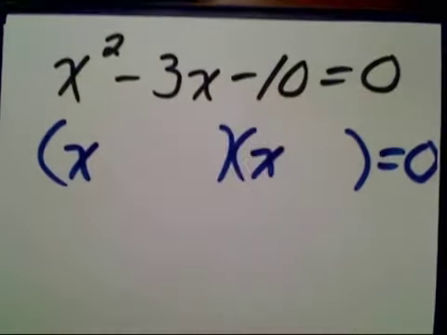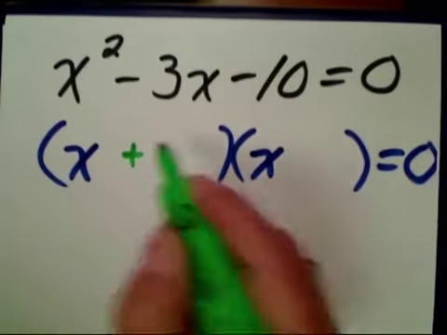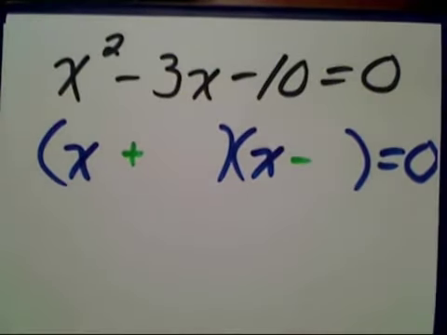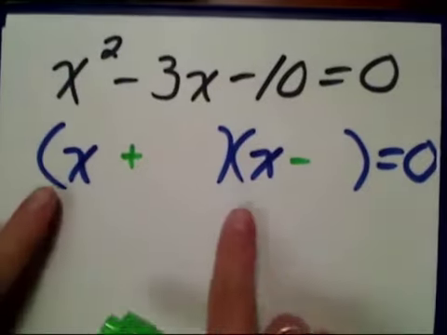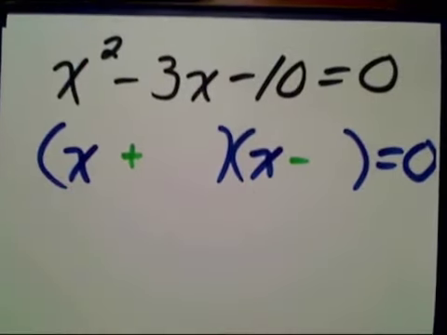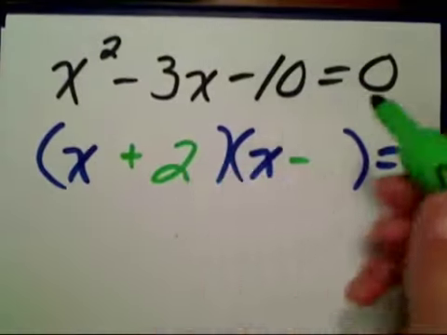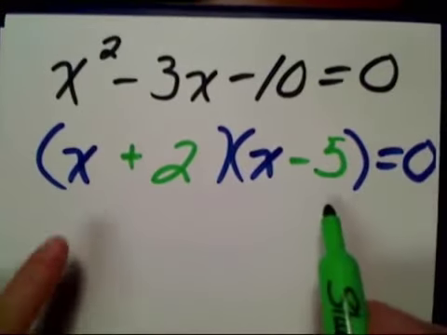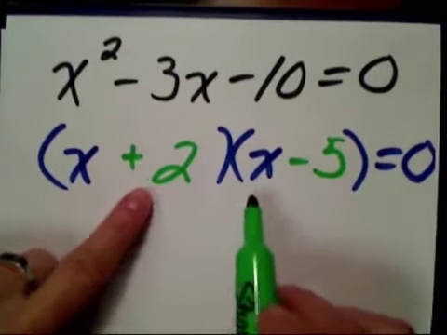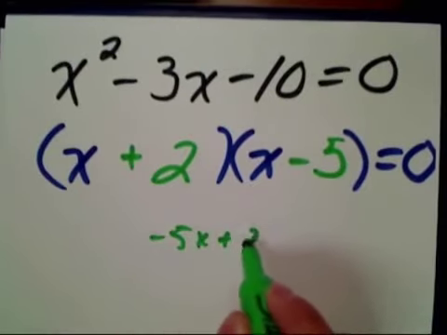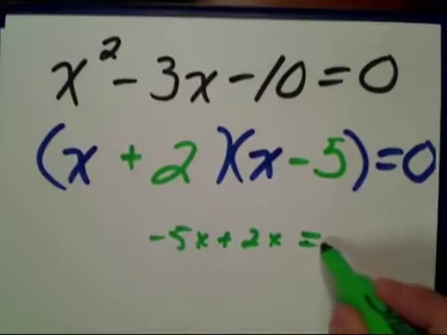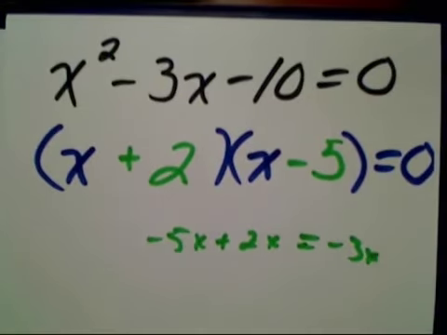-10, a negative tells me I need one of both signs, so it's a positive and a negative. Doesn't matter which one you put first in this problem because we have x and x. So I need 2 numbers that would multiply to -10 but subtract to a -3. Well, that's going to be a +2 and a -5. -5x plus 2x is a -3x. Alright? So now I'm in factored form.